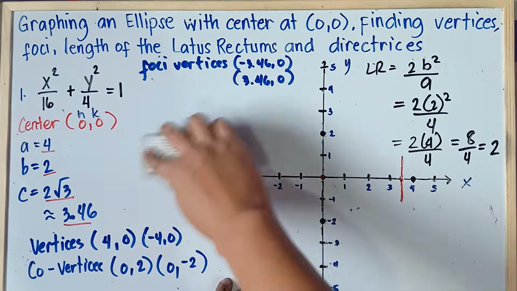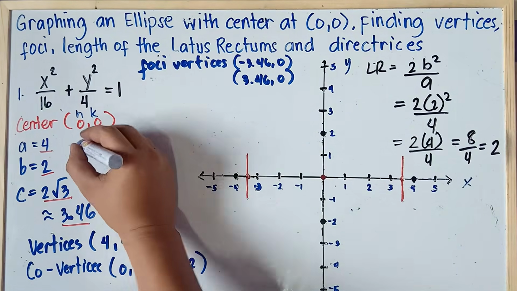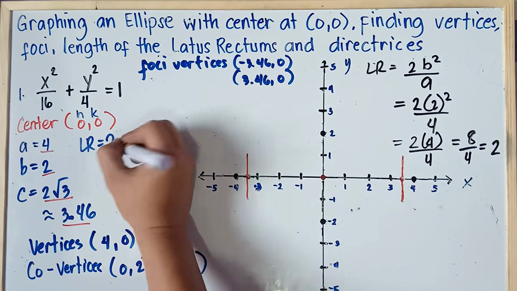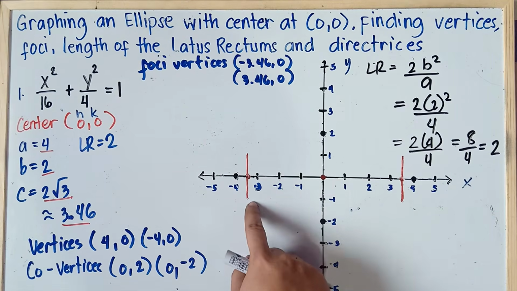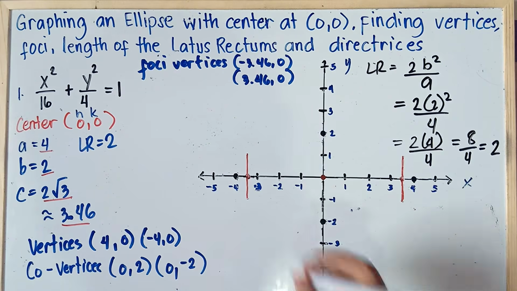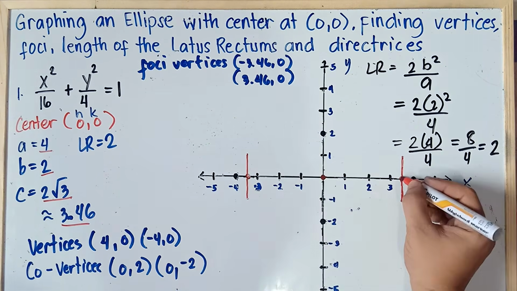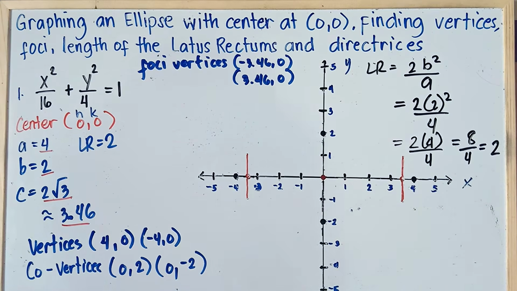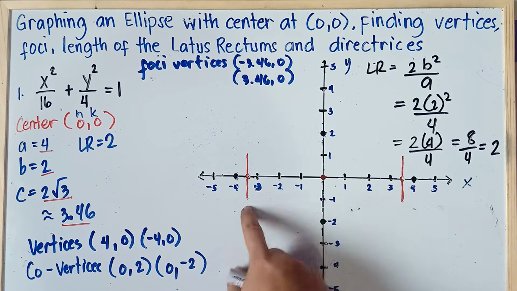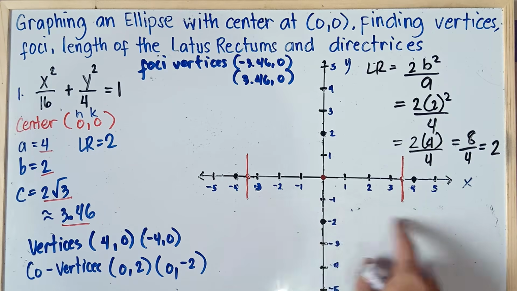So let me just write it here. Our latus rectum is equal to 2. Alright, and then we can sketch this one, class. We already have the length of the latus rectum. And we have this focus, foci. We have 2 focus. We call this one foci. And we do have 2 length of the latus rectums. We call this one latera recta for the plural form of the latus rectum.